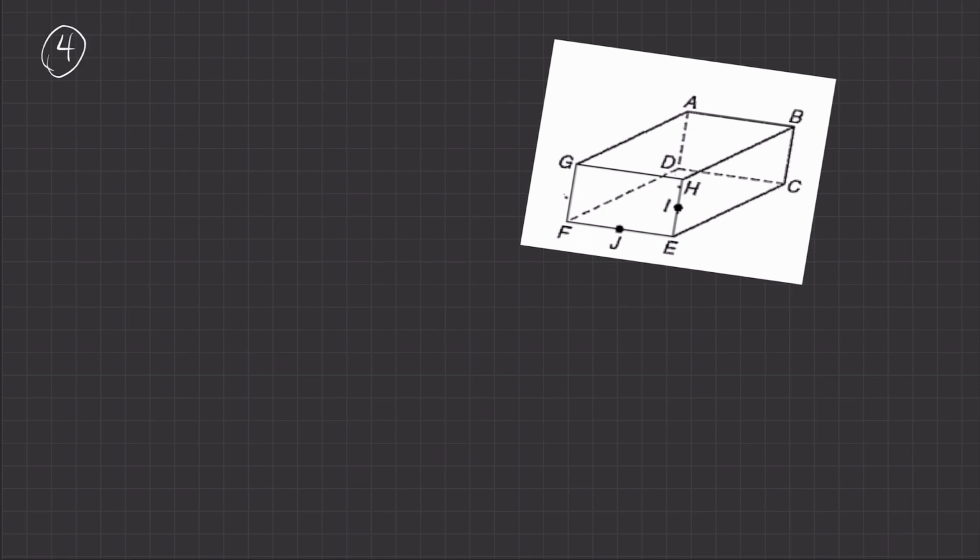Use the figure to the right. How many planes are there? So let me write that down. How many planes are there? Well, we can see that we have one plane here, another plane there. This is our 3rd plane. This is our 4th plane. This is our 5th plane, and this is our 6th plane. So there are 6 planes in total.